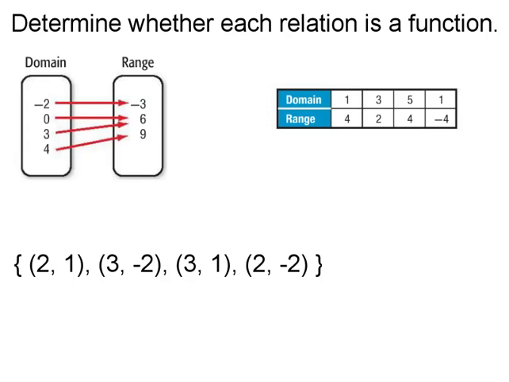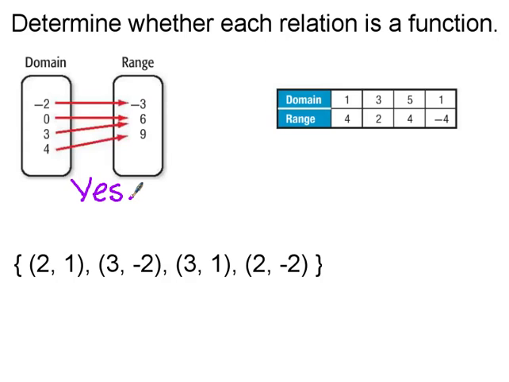Is -2 paired with exactly one element of the range? Yep. Is 0? Yes. Is 3? Yes. Is 4? Yes. It doesn't matter that both 0 and 3 go to 6. Okay, it doesn't matter, as long as they're only paired with 1. So this is in fact a function.